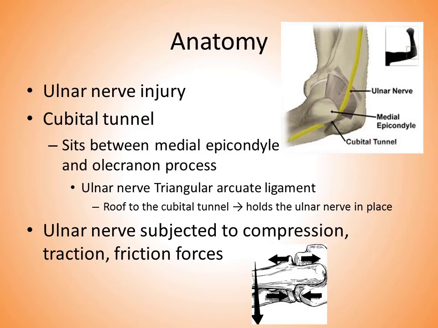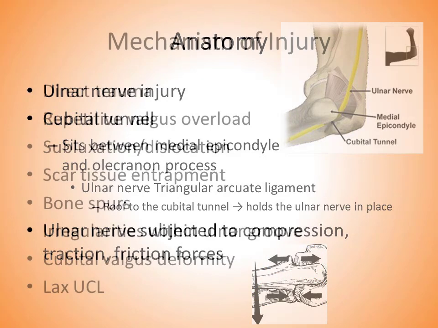It passes behind the medial epicondyle through the cubital tunnel to rest against the posterior portion of the UCL. A triangular arcuate ligament is the roof to the cubital tunnel, and it holds the ulnar nerve in place. Normally, your ulnar nerve is going to be subjected to compression, traction, and friction forces during activities of daily living.